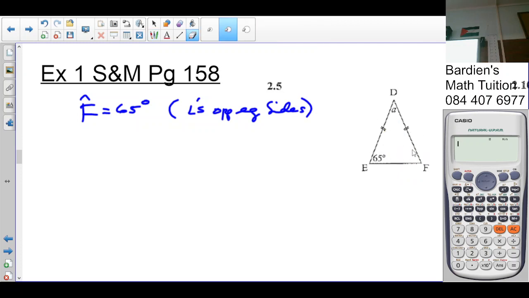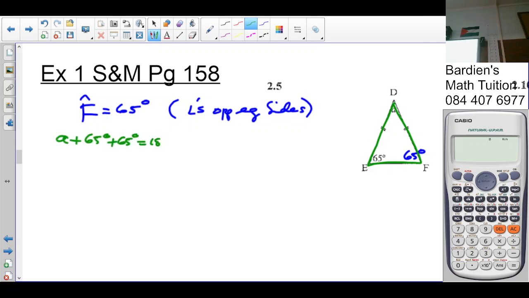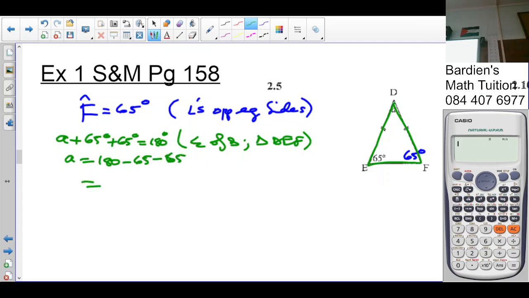So if this is now 65, how can we calculate A? A plus 65 plus 65 adds up to 180. Sum of angles in a triangle, and it's triangle DEF. So A is equal to 180 minus 65 minus 65, which is 130, so it's going to give you 50 degrees. Is that correct? Okay.